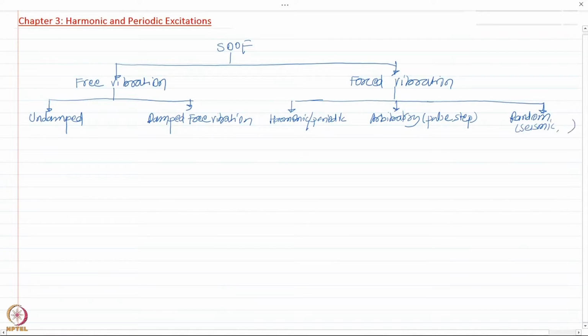Now, we have already studied the free vibration of damped and undamped systems. So today we are going to see how to obtain the response of a single degree of freedom system subject to forced vibration, and more specifically, in this chapter we are going to focus on harmonic or periodic excitation. Okay, so let us start with that.